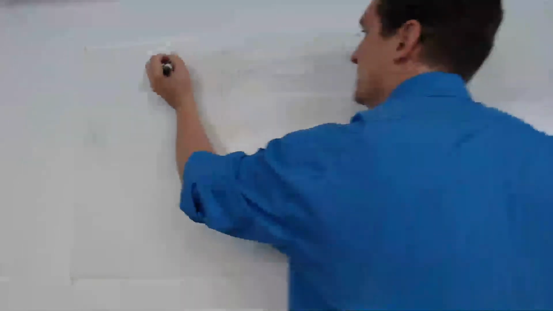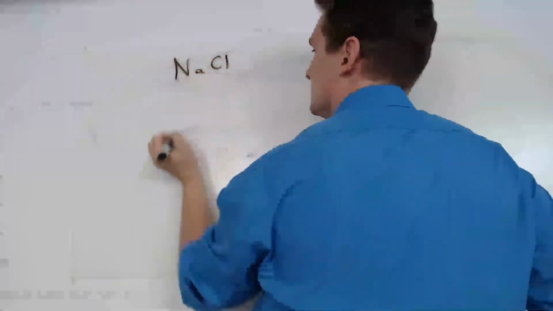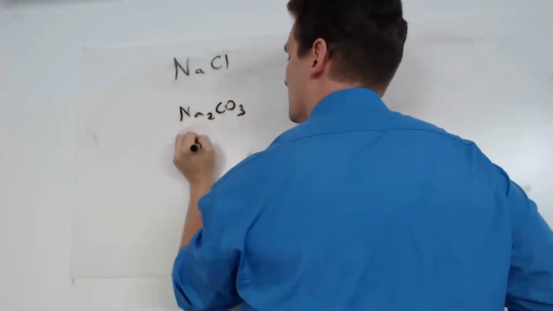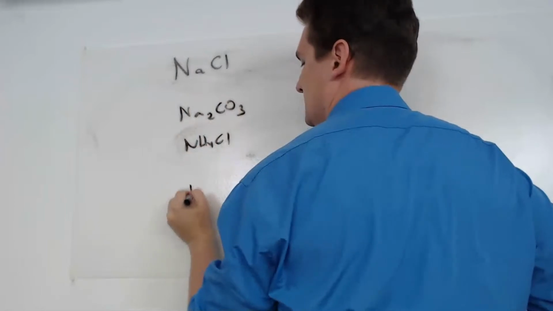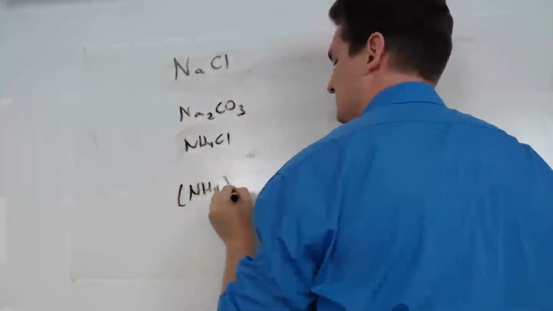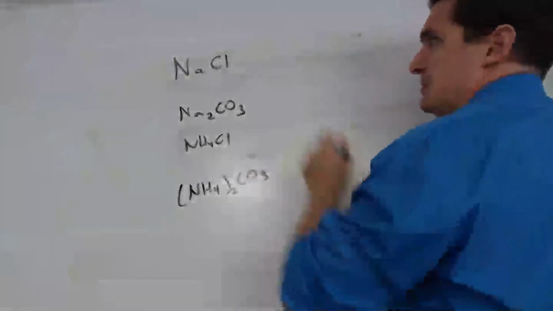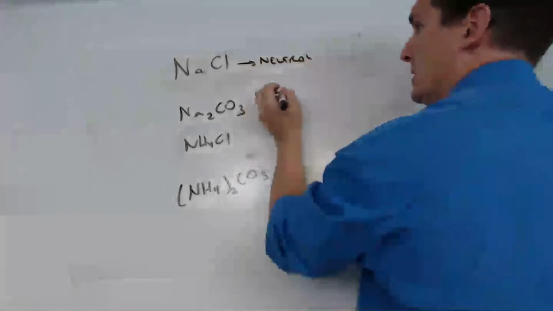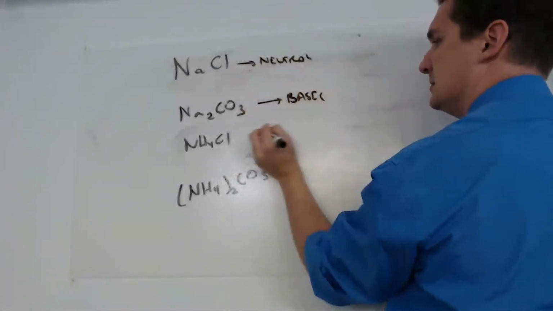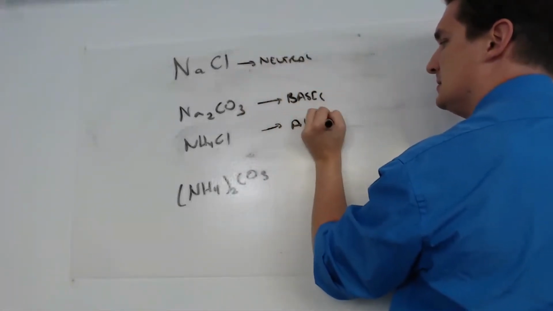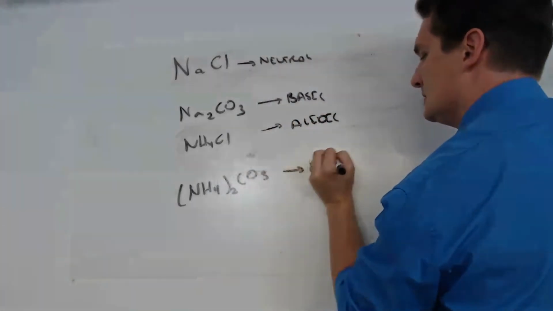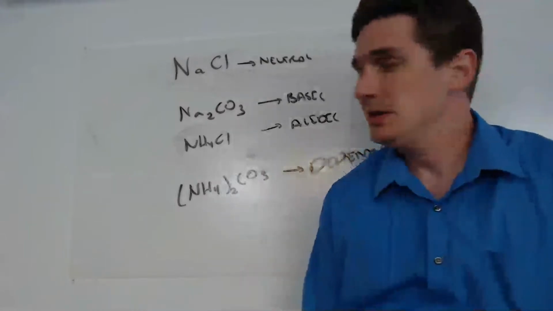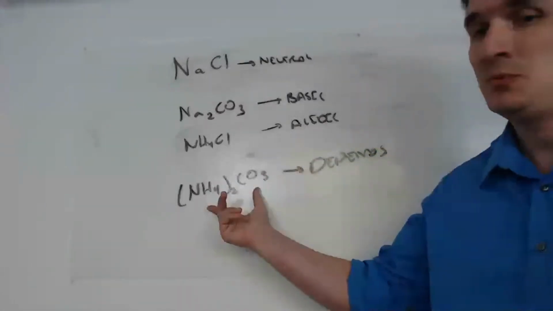So let's consider four salts: sodium chloride, sodium carbonate, ammonium chloride, and ammonium carbonate. So this one is neutral. This one's basic. This one's acidic. And this one depends. And what it depends on is the relative acidity and basicity of ammonium and carbonate.